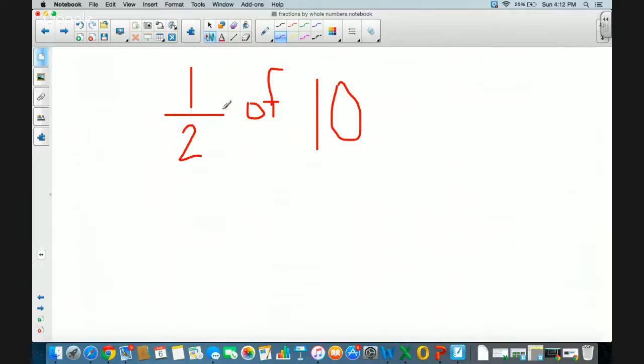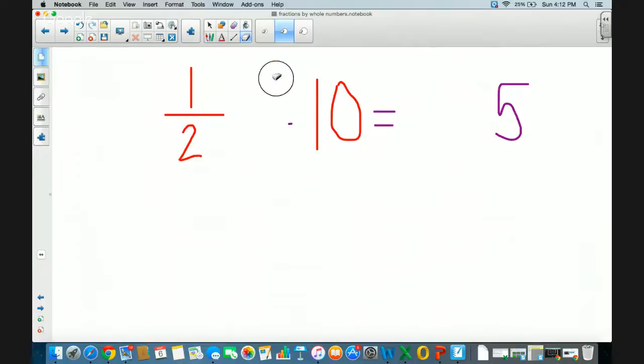Half of 4 is 2. Half of 6 is 3. So half of 10, or we know "of" means to multiply, 1/2 times 10. Now, guys, the answer is 5. But Mr. Hill always wants you to show your work. So how do we show our work? How in the world am I going to show my work?